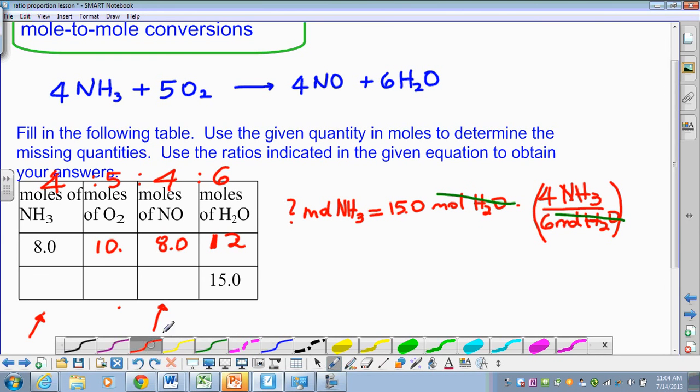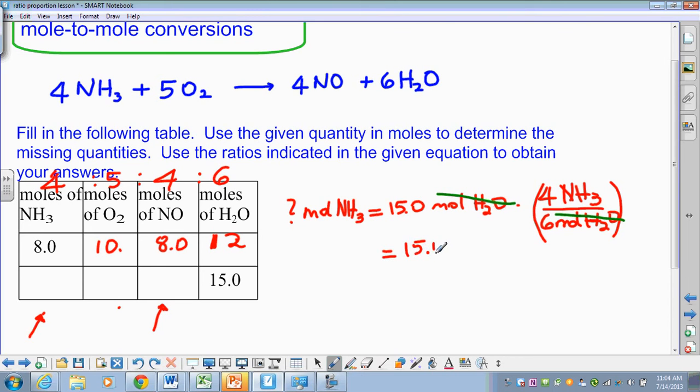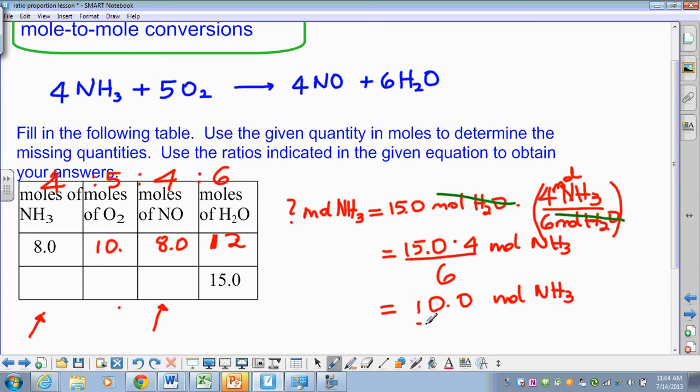And the answer is 15.0 times 4 over 6 moles of NH3. If we simplify that, we're going to have 60 over 6, or 10.0 moles of NH3. And here I've rounded to 3 significant figures. The reason is the given expression had 3 significant figures, and we're assuming that this is the only measured quantity here. We're assuming that the given coefficients of the equation are exact values, and they're not going to limit the number of significant figures in our final calculation. So the only thing that will restrict is the given measured quantity.